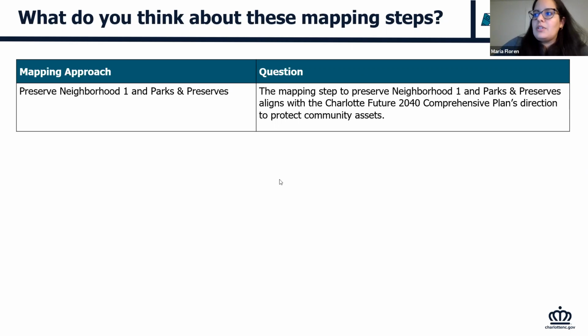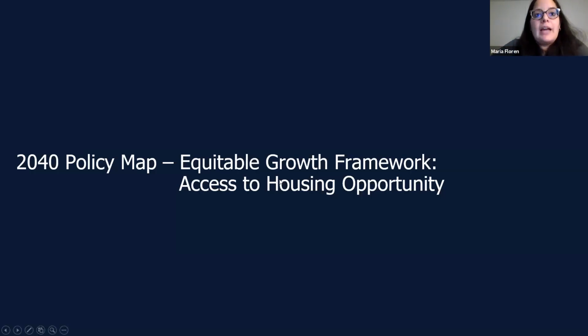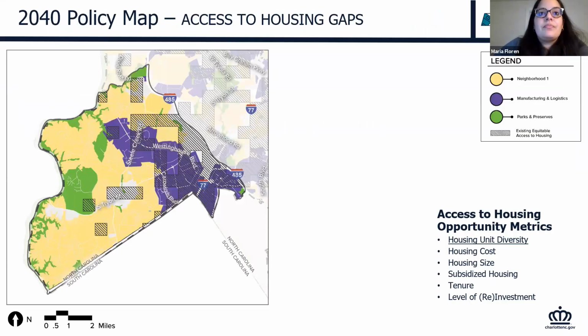So next we're going to look at the mapping of access to housing opportunities. Neighborhood 2 is a place type that helps provide more housing opportunities through housing unit diversity. Here you can see in orange where neighborhood 2 is mapped. In some areas, neighborhood 2 was already mapped based on adopted policies, and the areas highlighted in blue show the additional areas where neighborhood 2 was recommended as part of this step.